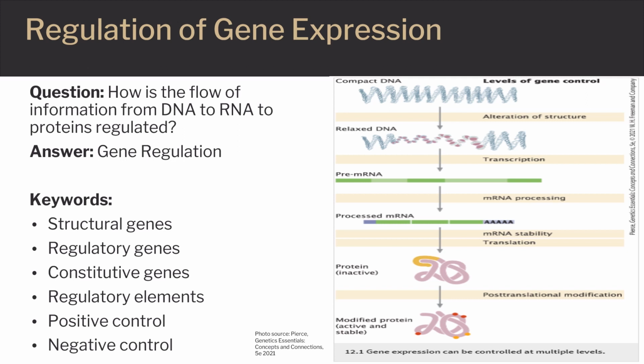Looking at the figure, we see that DNA changes to RNA through the process of transcription, and then changes to proteins through the process of translation. In any of these steps or intermediate stages, gene regulation can happen to affect the expression of the gene.